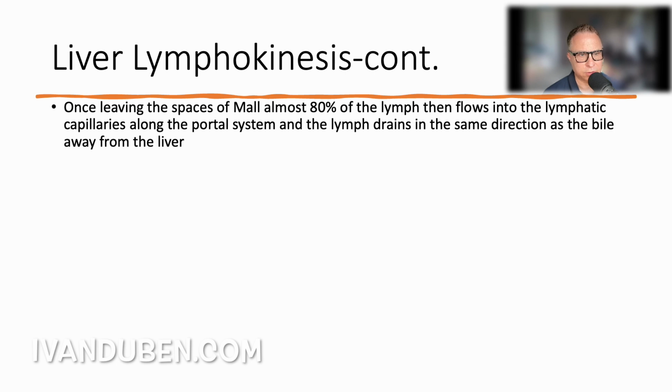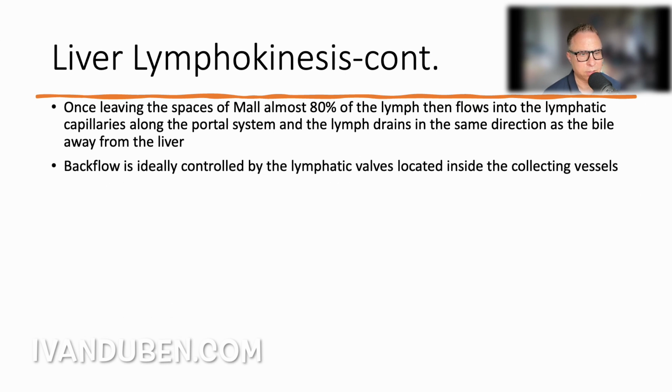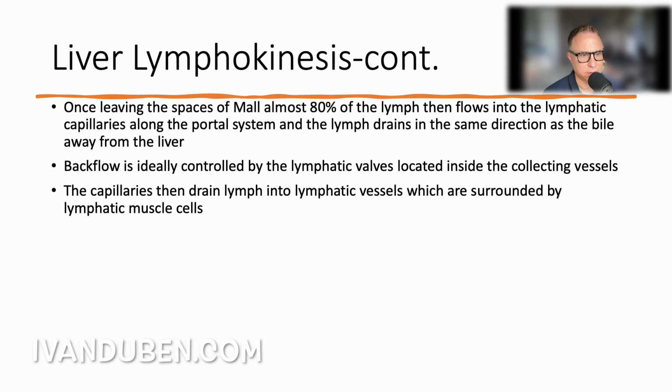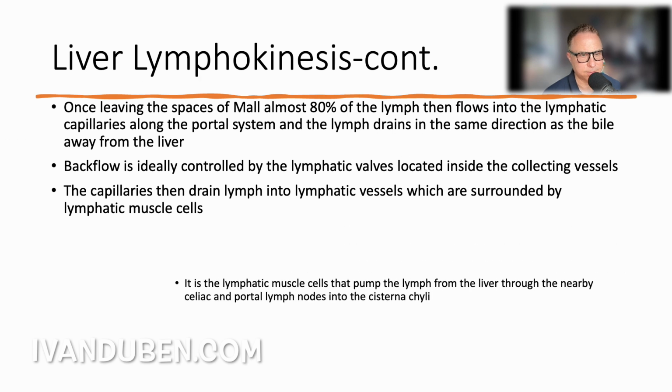So it's definitely moving against the venous blood that's coming from the portal system into the liver, and again against the hepatic artery. So the lymph has to move in the opposite direction. Backflow is ideally controlled by the lymphatic valves located inside the collecting vessels. The capillaries then drain lymph into lymphatic vessels, which are surrounded by lymphatic muscle cells.